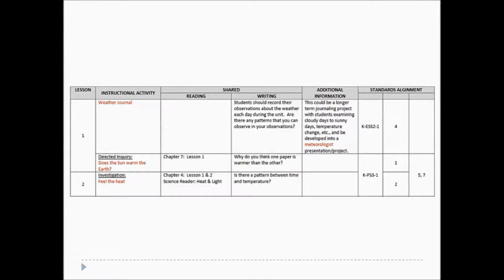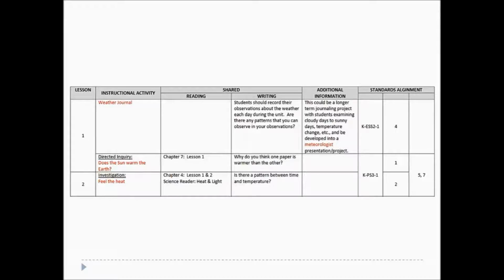Early in this unit, students also use observations to determine the effect of sunlight on the Earth's surface. In the activity, Does the Sun Warm the Earth?, students observe the effect of sunlight on a black piece of construction paper. If it is not sunny, or your room does not have any windows, a desk lamp could be used to represent the sun.